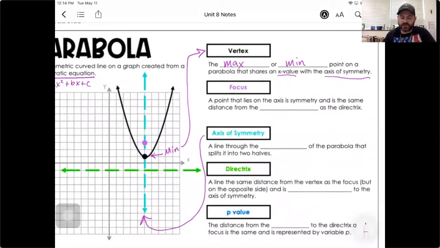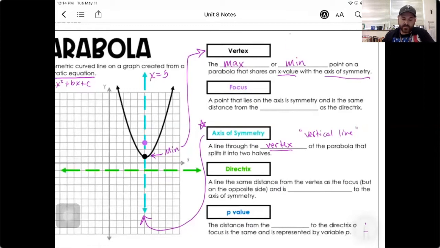We're going to skip the word focus for a second, come down here and look at axis of symmetry. It is a line through the vertex of the parabola that splits it into two equal halves, left and right. This is always a vertical line, which makes sense that it goes through the vertex. And that always has an equation, x equals a number. In this case, if you're looking at this graph, this would be the x value of 5. So the line x equals 5 is the axis of symmetry.